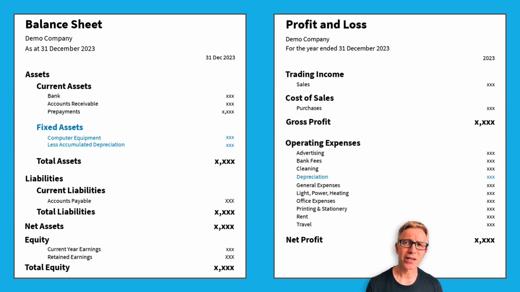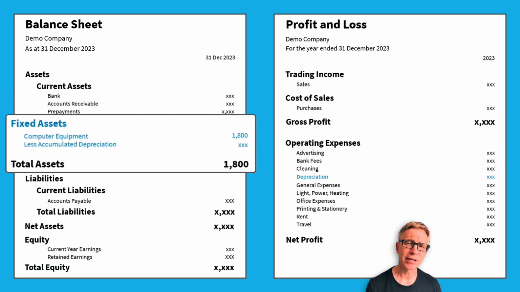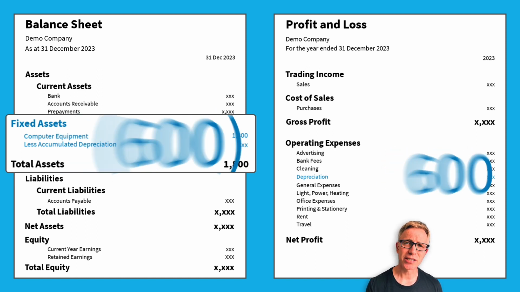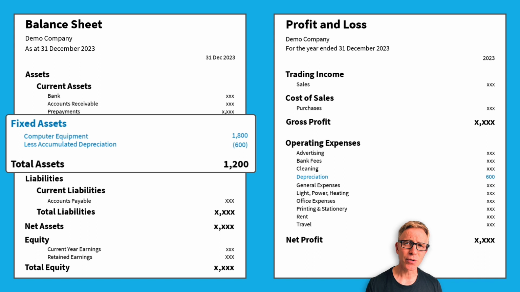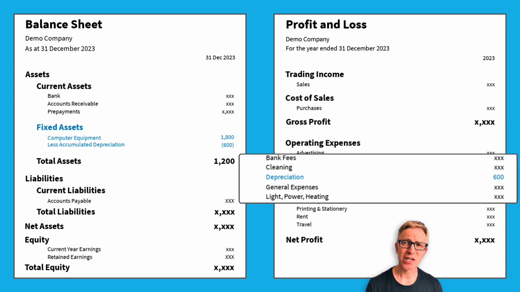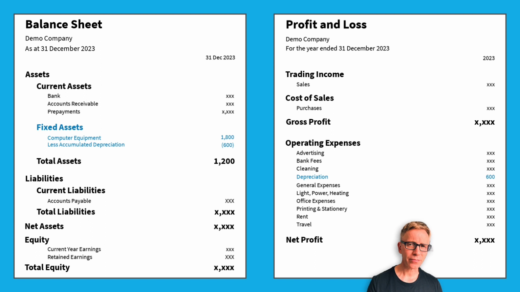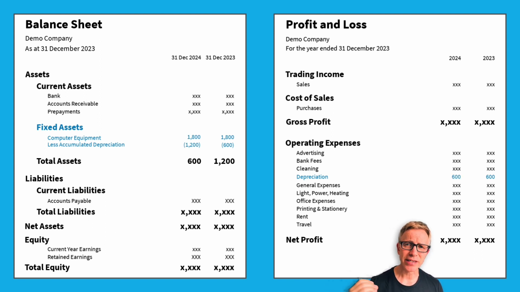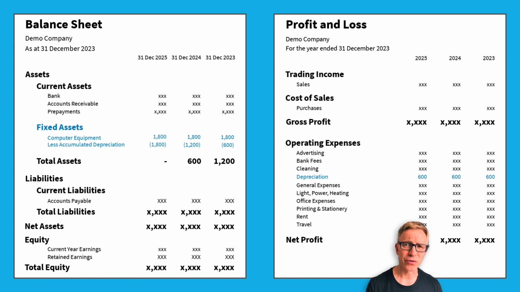When we buy the asset, the cost is included in the fixed assets number in the balance sheet. In the first year, the depreciation charge is $600, so the asset's book value in the balance sheet is now $1,200. The depreciation charge is shown as an expense in the profit and loss. At the end of year 2, the asset's value is down to $600, and by the end of year 3, the cost of buying that asset has been fully written off.